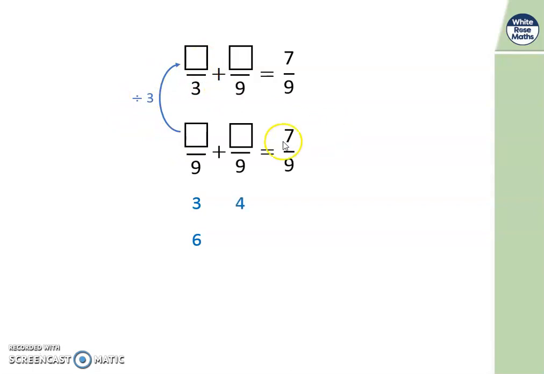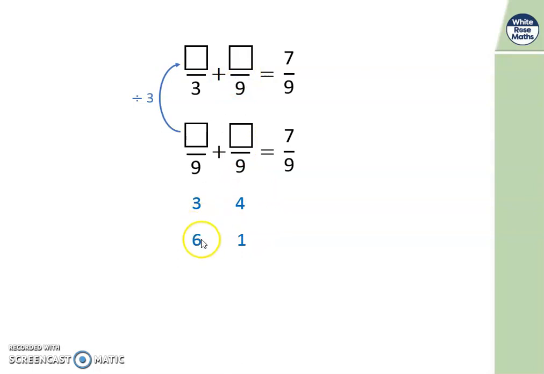Let's see what we would have to add to that. 3 add 4 would make the 7. 6 add what would make 7? 1. Now the ninths, you can see, doesn't change, but these bits do. So if it was 3/9, we divide it by 3 to get back to thirds, so that will be 1/3, and this doesn't need to change because it's already ninths, so it will be 4/9.